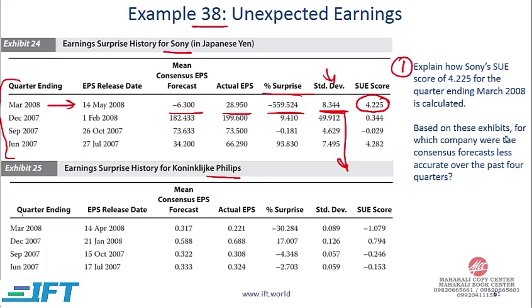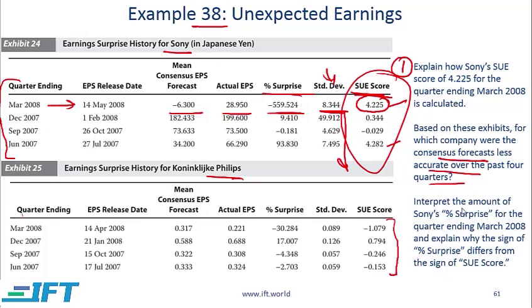Then the next question is, based on these exhibits, for which company were the consensus forecasts less accurate over the past 4 quarters? If you look at the SUE score for Sony, you have a large number, 4 point something, and 4 point something over here. But for Philips, the numbers are generally 1 or less, like minus 1, 0.7. So it is in a much narrower range. What this means is that the earnings surprises were far greater with Sony.